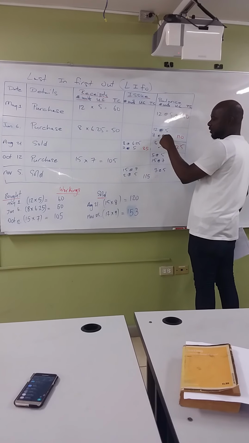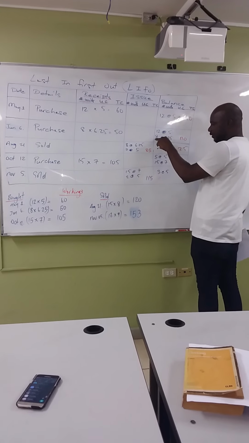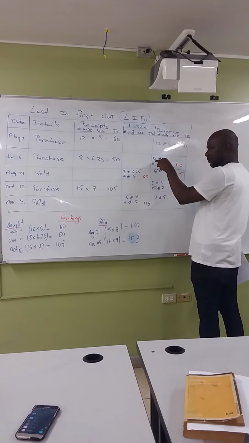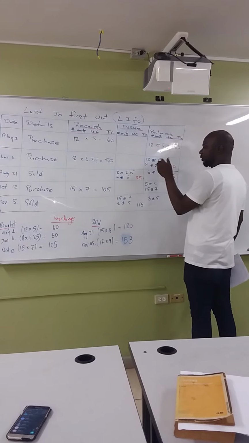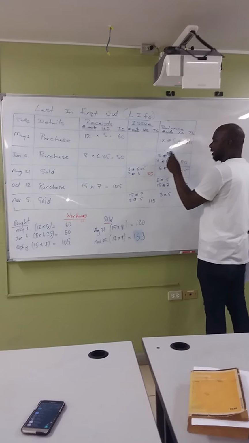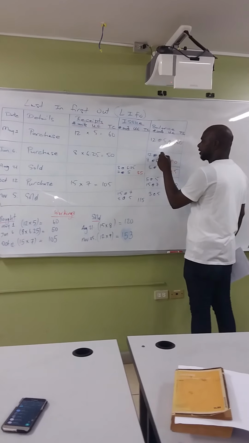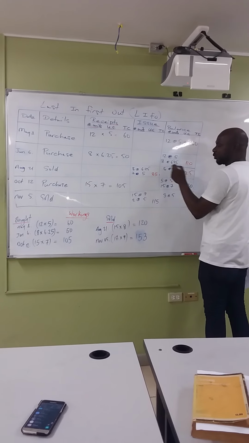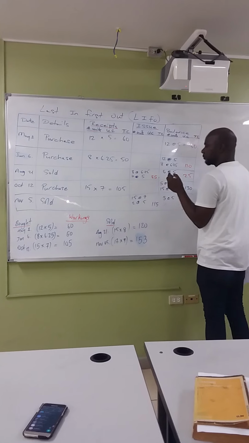Now looking at our previous month. This was the last of the goods that we had received. This was the first. Now what are we doing? Last in, first out. Now last in, first out suggests that the last of the goods that we receive is the first of the goods we're going to issue from.